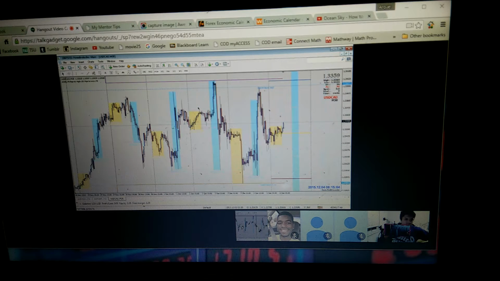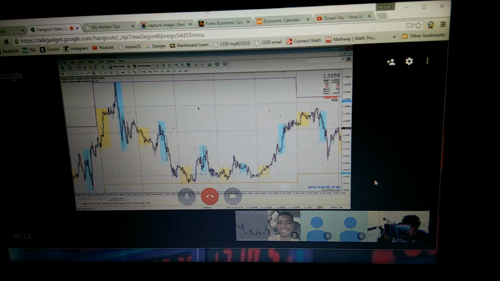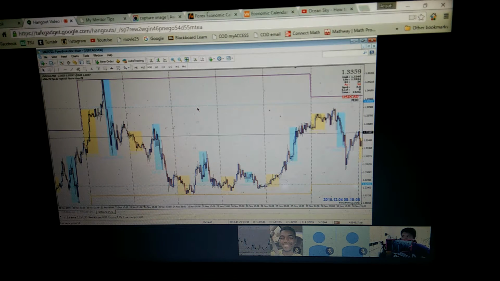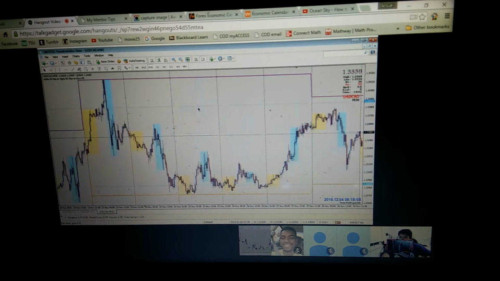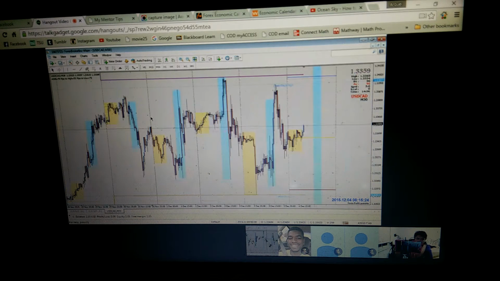So there's trends in a market. Markets go from lows to highs and highs to lows. So uptrend or downtrend, depending on what you're looking at. If we were to look at this right here, this is a downtrend. And this right here is actually called a ranging market.